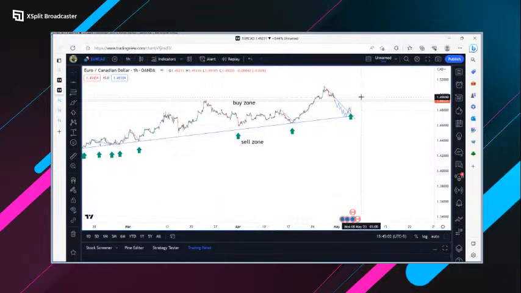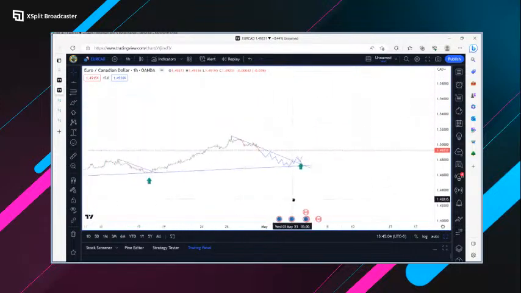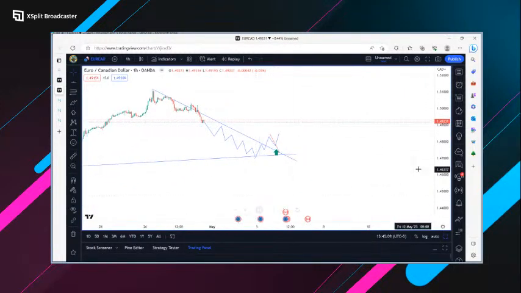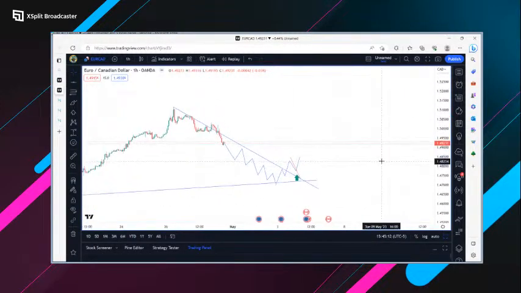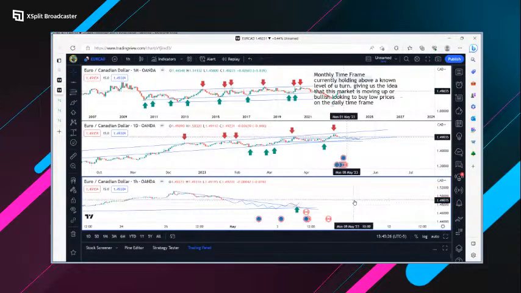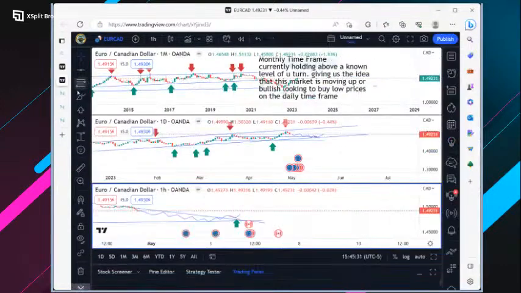And on the 1 hour time frame, again, the way it would look is you would see a downtrend. Then we will wait for the market to break that downtrend, and then we will buy counter trend line breaks in the buy zone. So, all right, that's the Euro Canadian dollar.